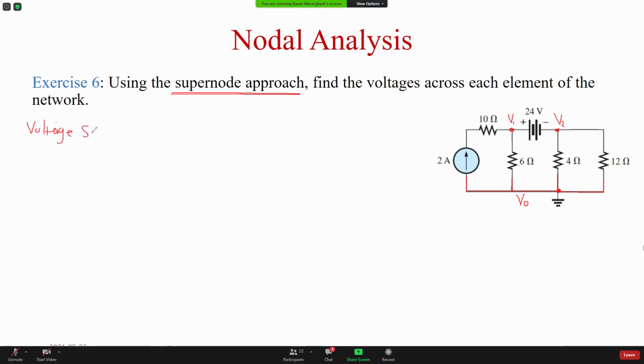So the voltage source here between the nodes is going to help me find one equation. The positive 24 volt here, the difference between V1 and V2 is the voltage here, which is 24. This 24 is basically equal to V1, the positive side, minus V2. This is the first equation. Now the second equation will be the supernode equation.